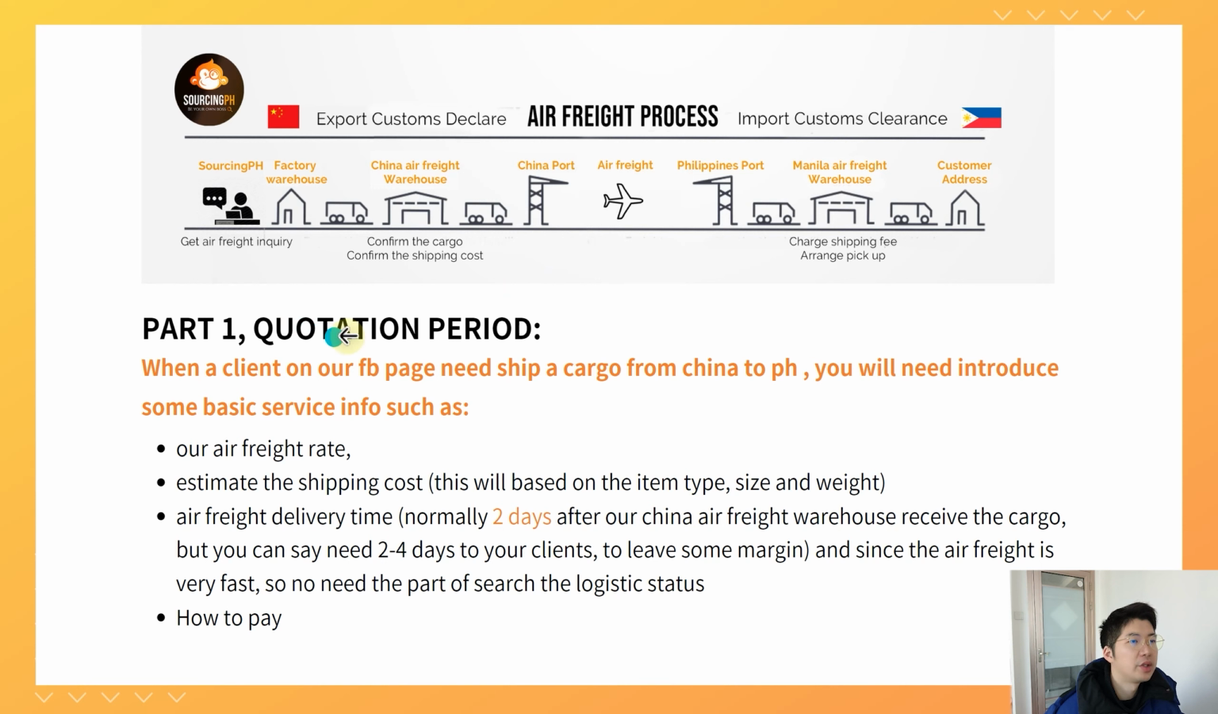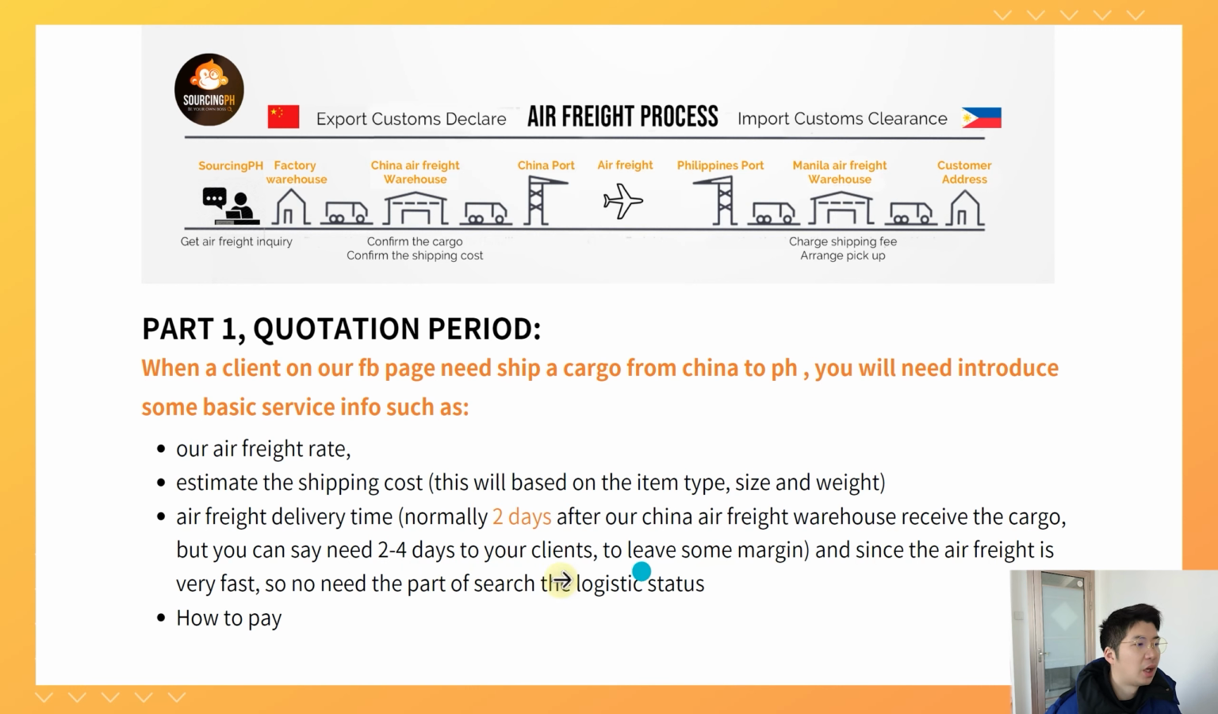Part 1, quotation period. When a client on our Facebook page needs to ship a cargo from China to PH, you will need to introduce some basic service info, such as our air freight rate, and estimate the shipping cost. These will be based on the item type, size, and weight. Air freight delivery time: normally, our air freight delivery time is 2 days after our China air freight warehouse receives the cargo, but you can tell your clients 2 to 4 days to leave some margin.